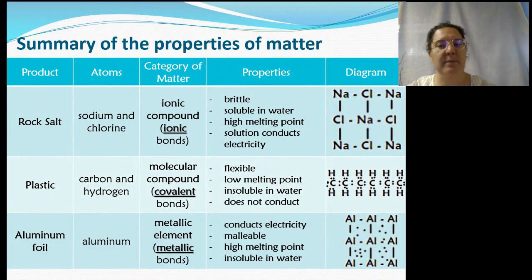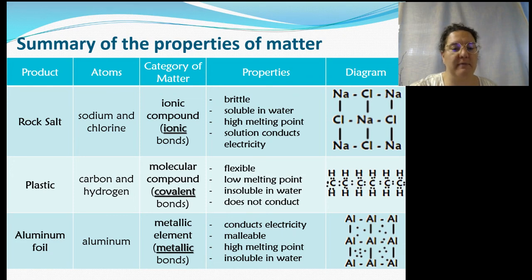So, looking at a quick summary of the properties of matter. We have salt, which is sodium and chloride. It's an ionic compound forming ionic bonds. So, it's brittle, soluble in water, but has a high melting point, and in solution, it conducts electricity. Plastic is made up of carbon and hydrogen. So, it's a molecular compound with covalent bonds, meaning it's flexible with a low melting point. It does not conduct electricity or heat, and it is insoluble in water.